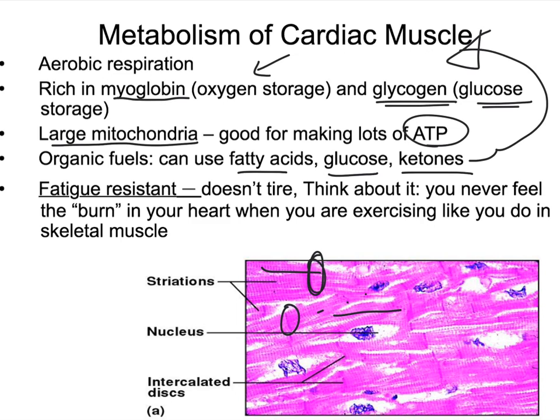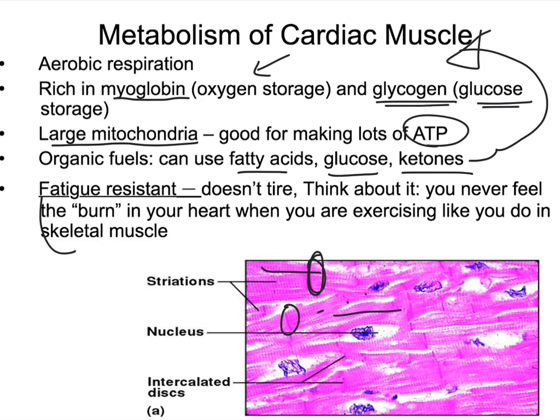One important feature of cardiac muscle cells is that they are fatigue resistant. If you're fatigued, you're tired. Heart muscle doesn't tire. You never feel a burn. It never goes into anaerobic respiration. The cells and the tissue are designed so it doesn't become fatigued, and doesn't go into anaerobic respiration where lactic acid builds up.